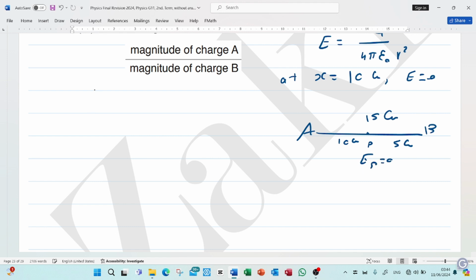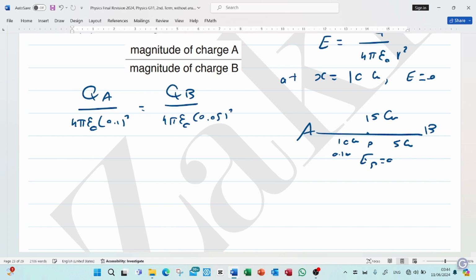Then Q at A, because the electric field is 0, then they are equal. So Q at A over 4 pi epsilon naught, the distance from A is 10 centimeter, which is 0.1 meter, 0.1 squared, equals Q at B over 4 pi epsilon naught, the distance from B is 5, 0.05 squared. Simplify, cancel 4 pi epsilon naught, and then you will get Q at A over Q at B will be 4 over 1.